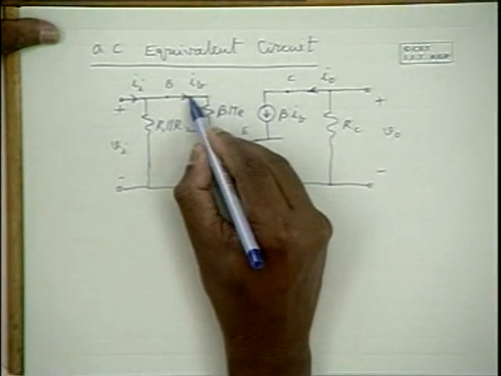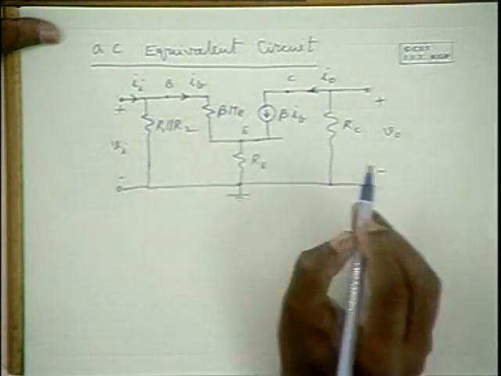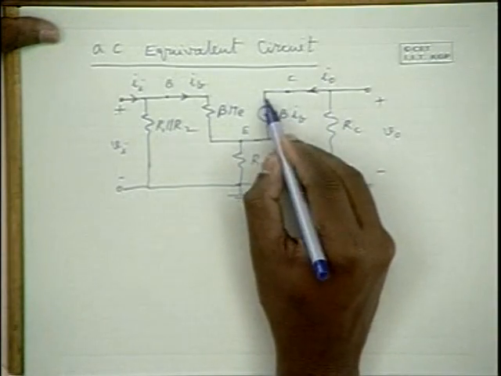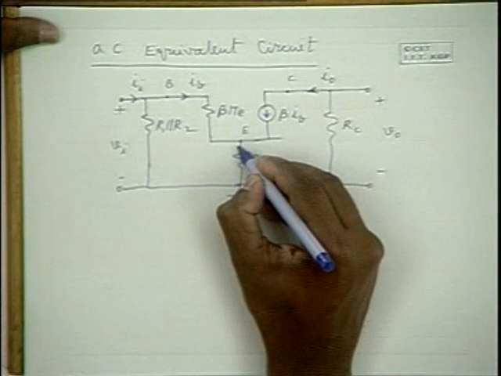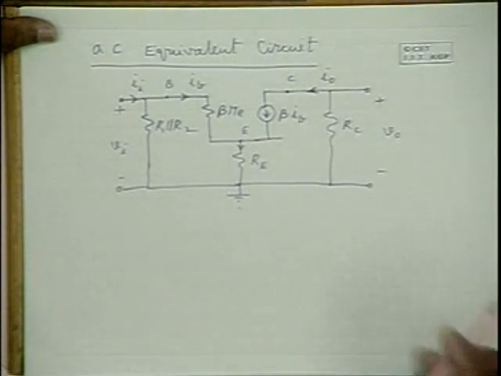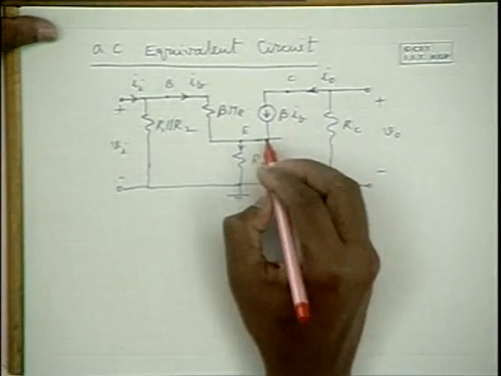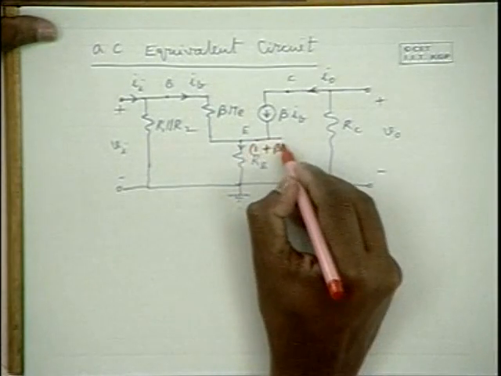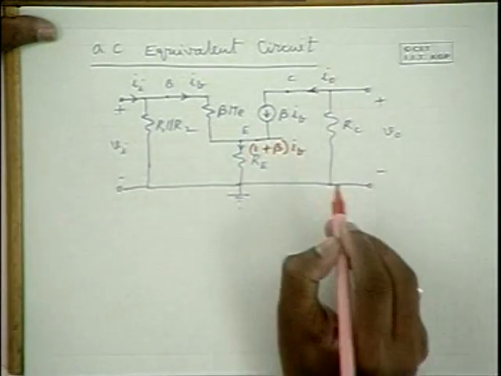Now, IB flows through this resistance, beta IB flows through this source, and therefore the current flowing through RE is equal to IB plus beta IB, that is 1 plus beta into IB.